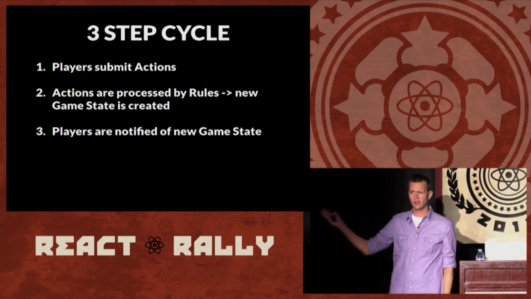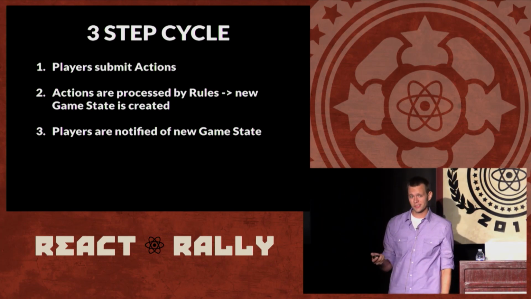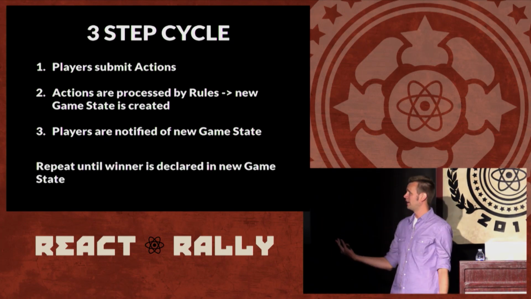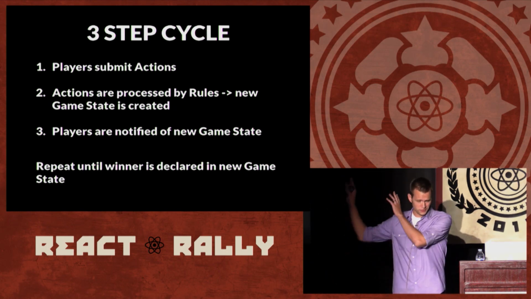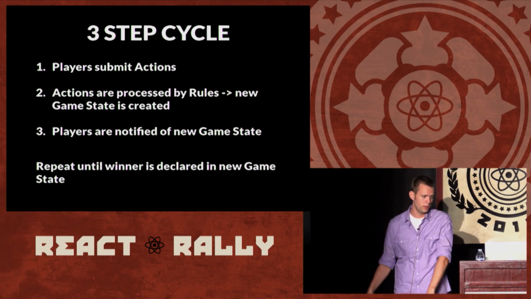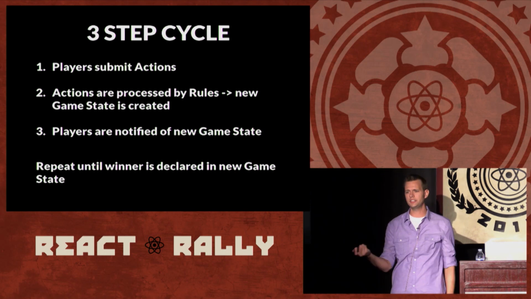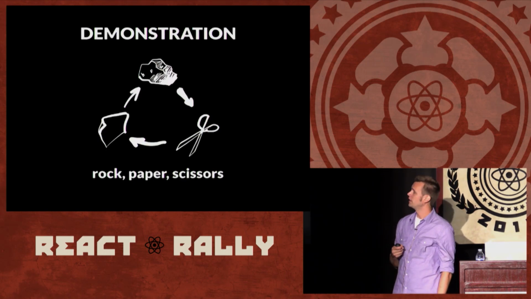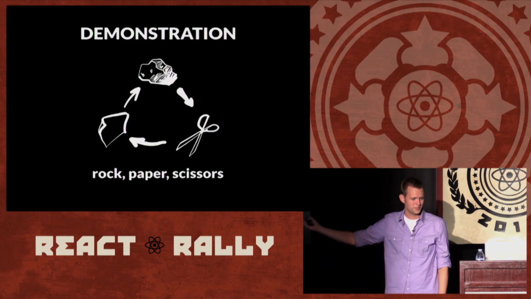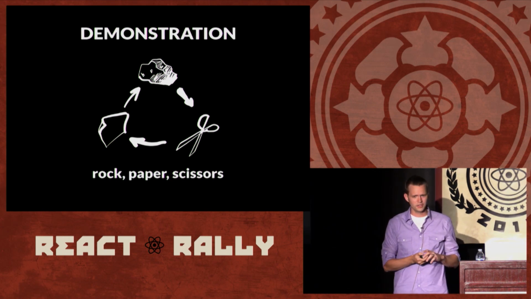And that's kind of where our view layer comes in. We just repeat these 3 simple steps until we have a winner declared in the new game state. If this was very wordy and long-winded, I have a really easy way to demonstrate it for you, and that is using the original handheld game, rock, paper, scissors. So let's say that you and I are going to play rock, paper, scissors together.